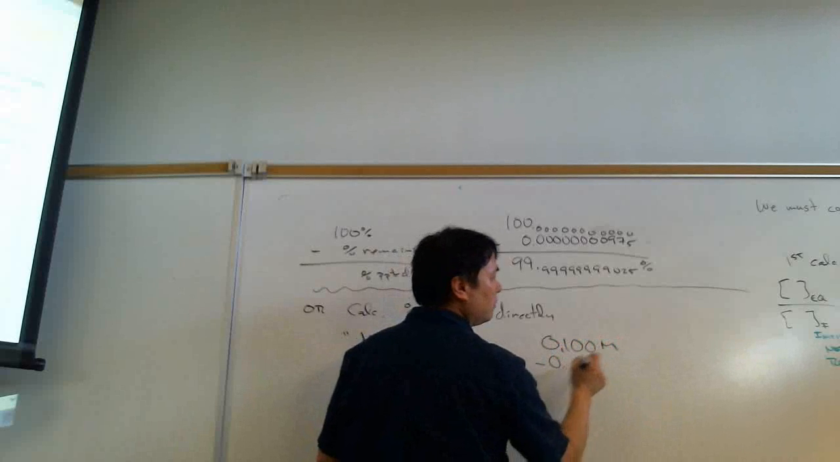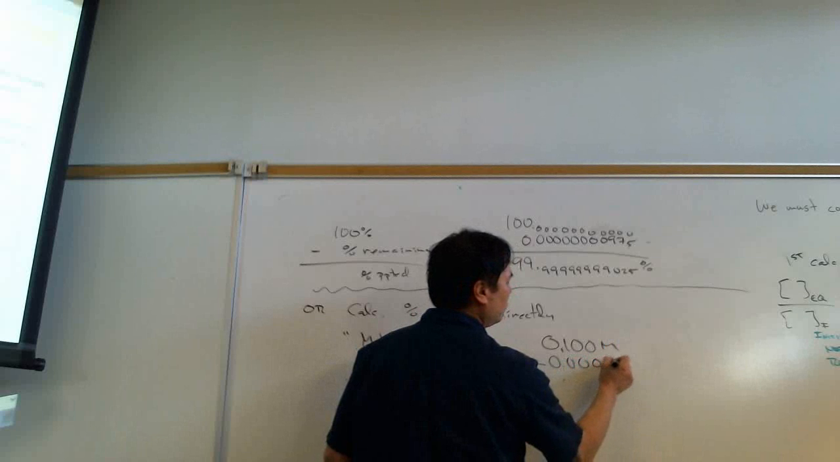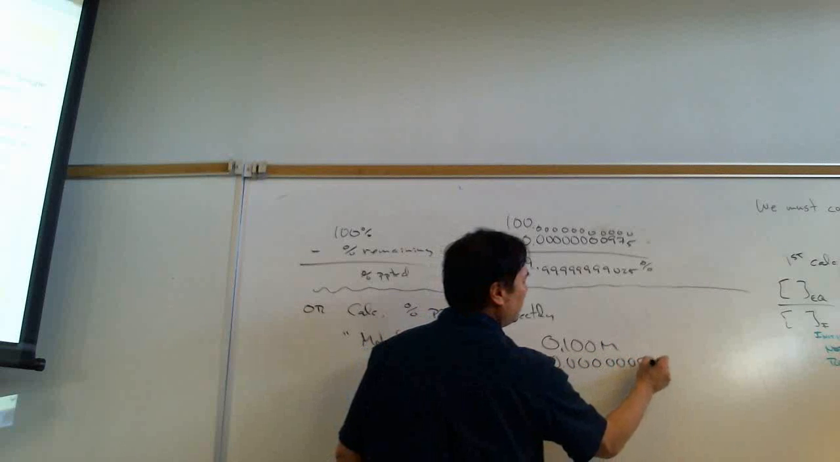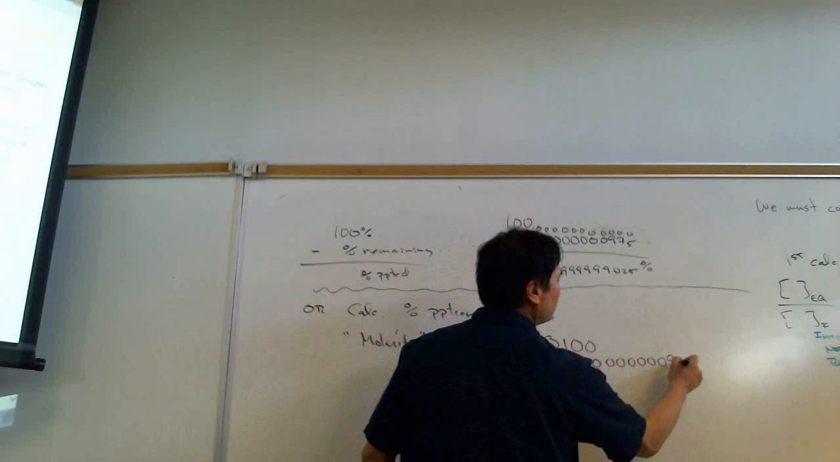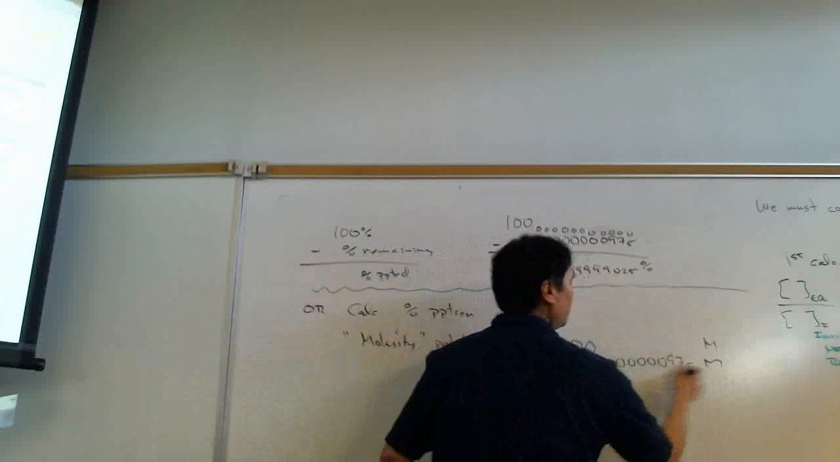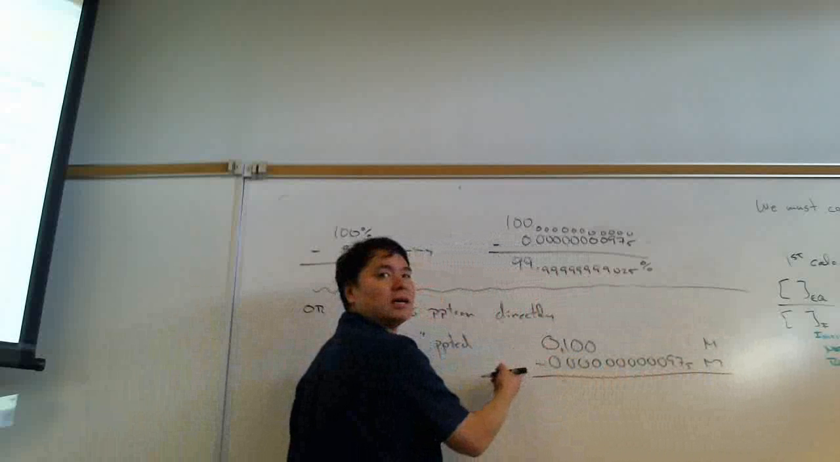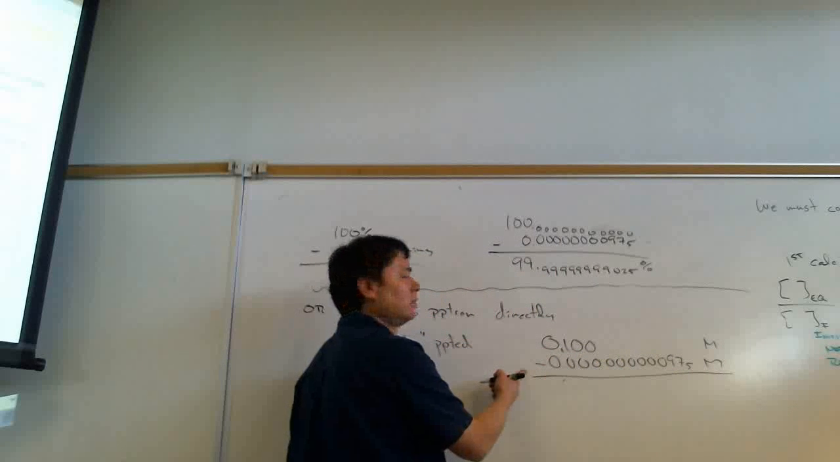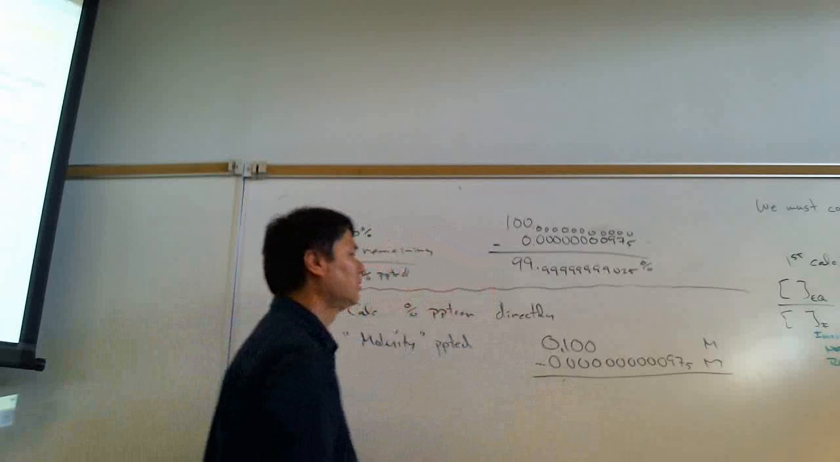What is the molarity that remains? The molarity that remains is 0.00. Now I need 9 zeros. 1, 2, 3, 4, 5, 6, 7, 8, 9. 9 zeros and then a 9, 7, 5. And so I had 0.100 molar to start, and then I lose this much molar that remains, and the rest was precipitated. Does that make sense? And so this is going to give us, can you do this in your calculator?